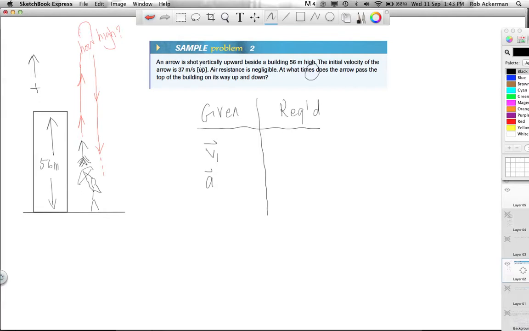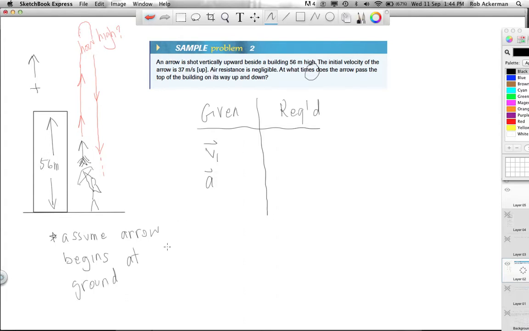They tell you that the building is 56 meters tall, and at this point I'd like to show you, obviously this diagram is not to scale. Someone who's shooting an arrow is not going to be half the height of a building, and in fact there's something you have to assume here, which they don't exactly tell you in the textbook. We have to assume that the arrow begins at ground level.